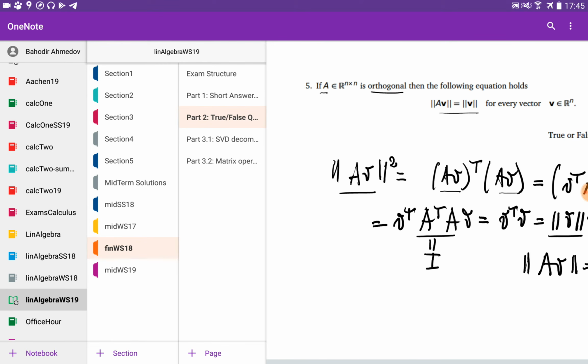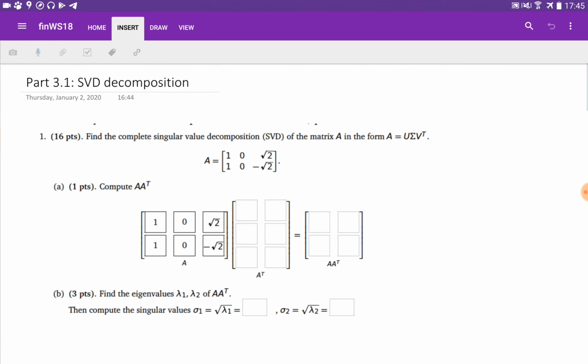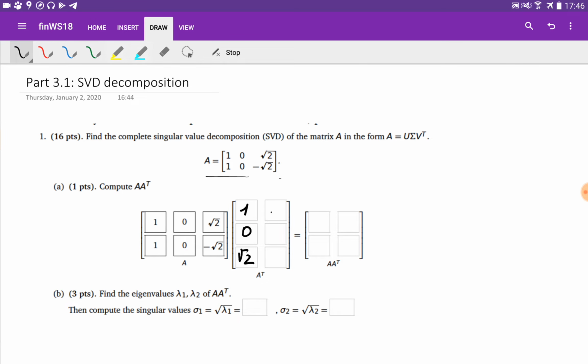So let's go to the problem of the third part. The first question is to find the SVD decomposition of this matrix. So we just need to go through all the steps. So we need to multiply the A to the A transpose. First of all, the A transpose is going to be 1, 0, square root of 2, 1, 0, minus square root of 2.